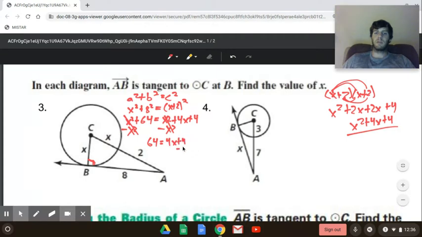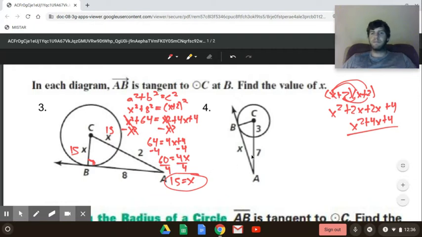We can subtract 4 from both sides. So that's going to be 60 equals 4x. Then we can divide both sides by 4. And we get 15 equals x. All right, so this is 15, this is 15. So we would have 8 and 15 as our legs, and 8 squared plus 15 squared is going to equal 17 squared. So 15 plus 2 is 17.